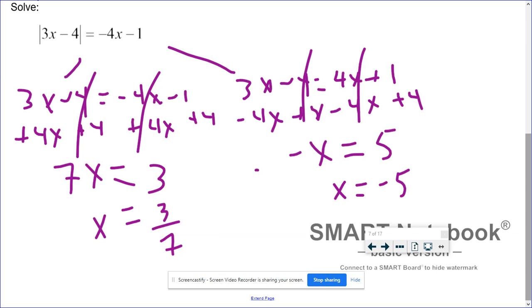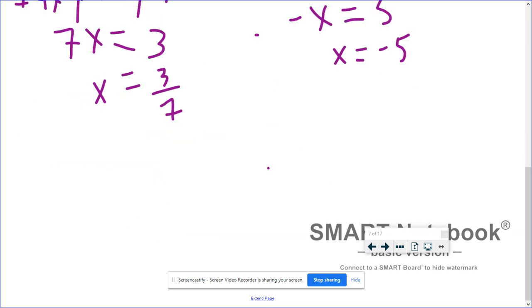Now we're going to check our solutions. The way you're going to check your solutions is in the expression negative 4x minus 1. It's a bad solution if negative 4x minus 1 ends up being negative, because the absolute value in the original equation can't equal a negative number. So an x value that makes this expression negative would mean that it's then negative, and it can't be. So if I take 3/7 and I substitute it in for x, you can do the work.